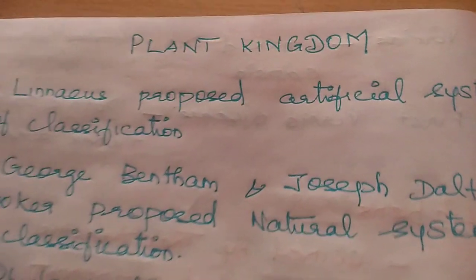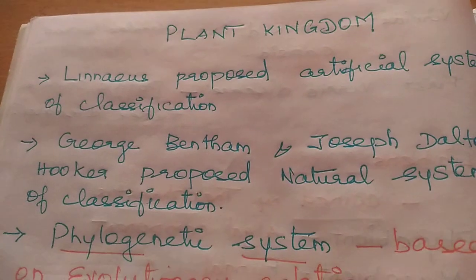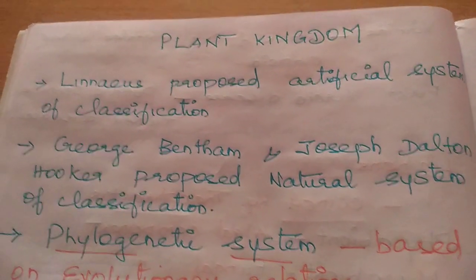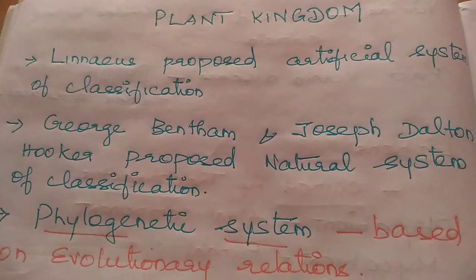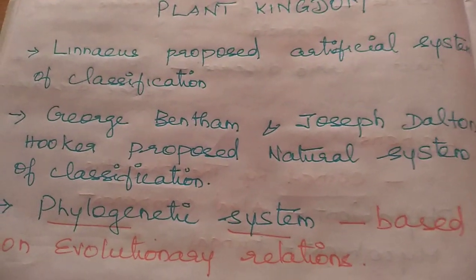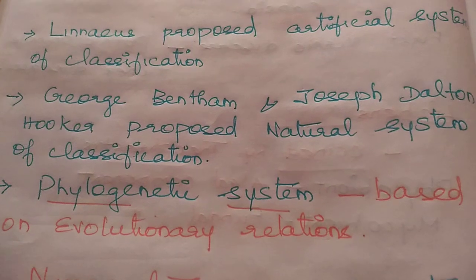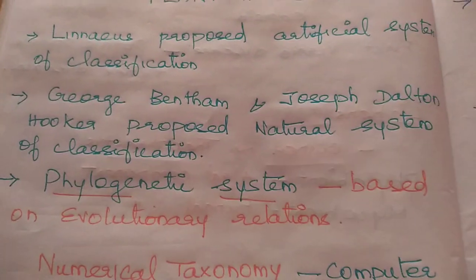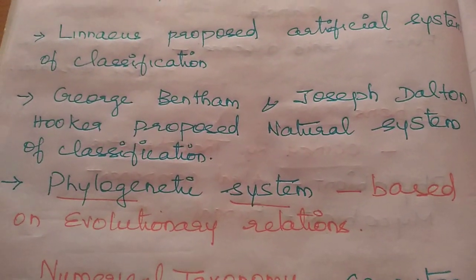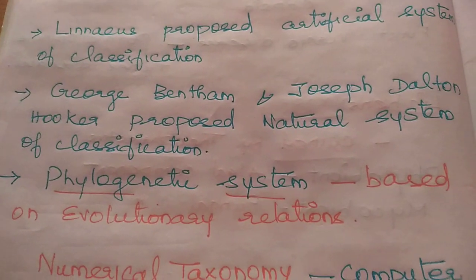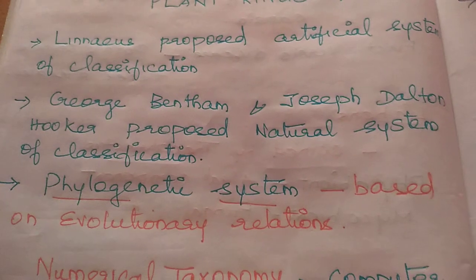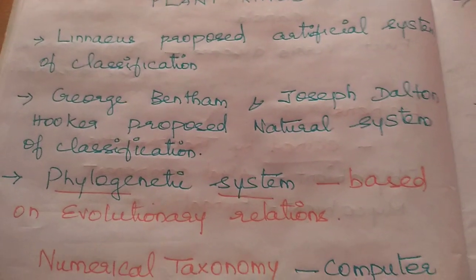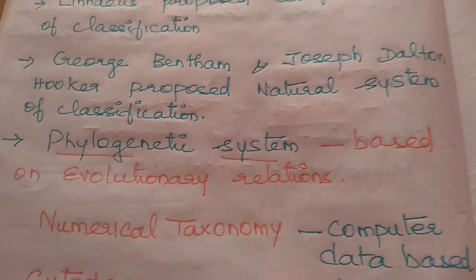Next we will come to the plant kingdom. Linnaeus proposed the artificial system of classification. Who proposed the artificial system? Linnaeus proposed the artificial system of classification. And George Bentham and Joseph Dalton Hooker proposed the natural system of classification. And there is one important system, that is the phylogenetic system. It is based on evolutionary relationship.